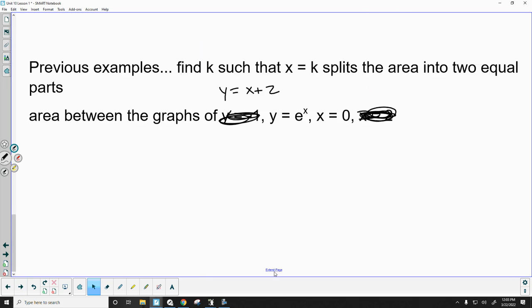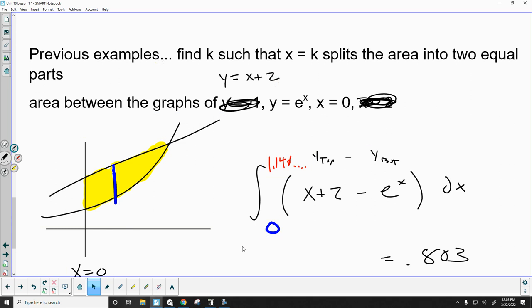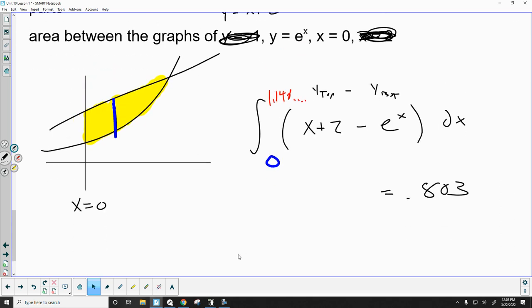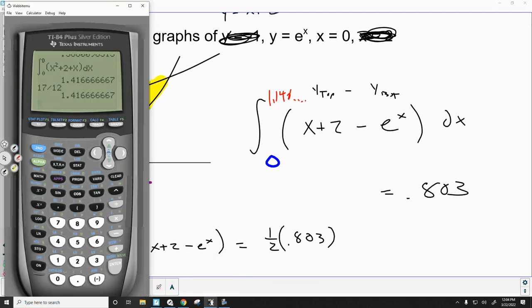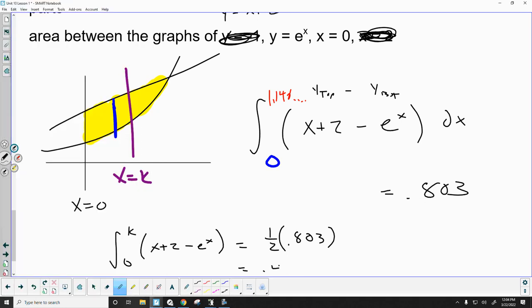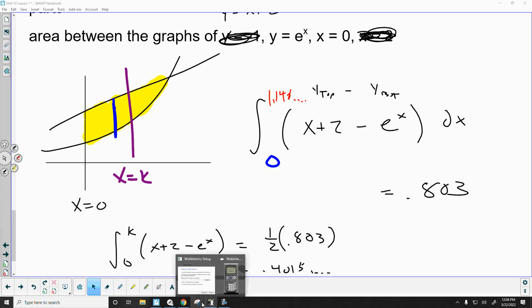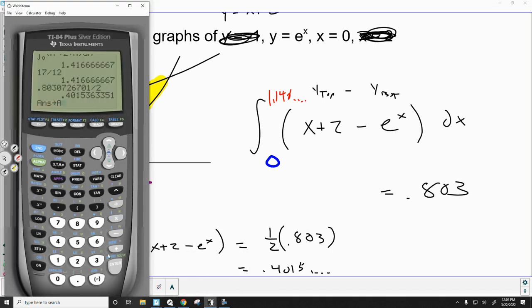The area was 0.803. Set up an equation that can be solved to split this area in half. And then do the first step at least to solve it. Found this earlier, 0.803. I'm going to take that and split it in half. I get 0.4015. I'm going to have to store that value because I'm going to use it in my equation.